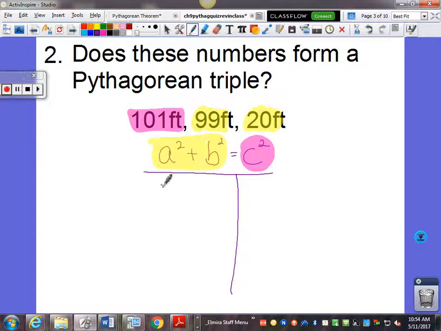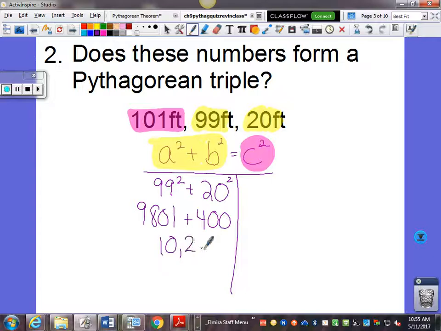So yellow side would be 99 squared plus 20 squared. Now 20 squared is just like 2 times 2 is 4, and then 2 zeros, 20 times 20. But 99 squared is not something I can do in my head. Okay, so 9801 on the calculator. And then add those together. 10,201 on this side. Okay, so now I'll move on to the other side.